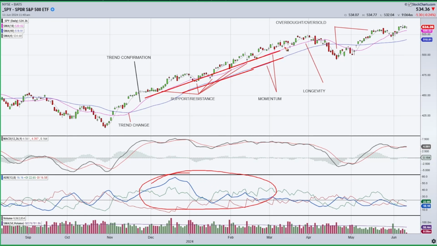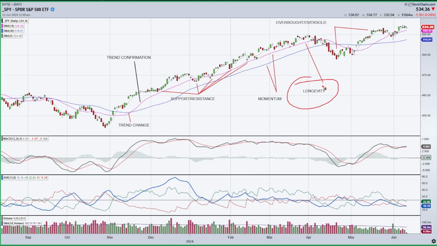Through this period. Now, at the end, we get a period where, from a longevity standpoint, it's been going on too long. This is where the crossover took place, and on a daily chart, that's just too long. The longer this goes without crossing back over, the more you should be worried about the longevity of the trend and be on the lookout for some kind of a reversal.